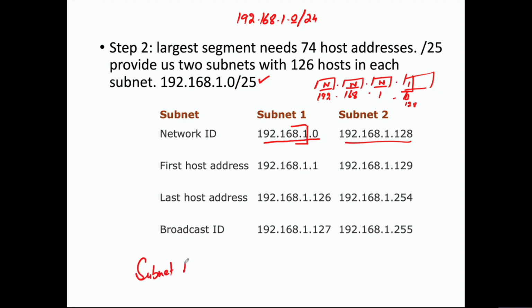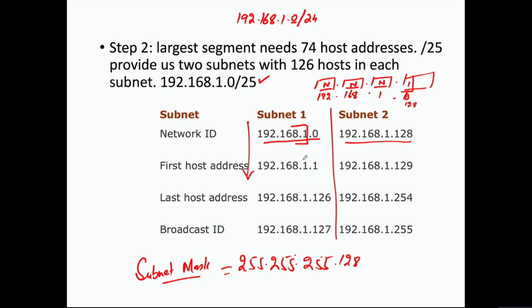What would be the subnet mask here? Yes, you're right. 255.255.255 is by default. We cannot change it. And what we have done is we have borrowed 1 bit, so the subnet mask here would be 255.255.255.128. So if I talk about this subnet, the address of the first node would be 192.168.1.1, and it will go up to .126. Why? Because 127 will be the broadcast address.